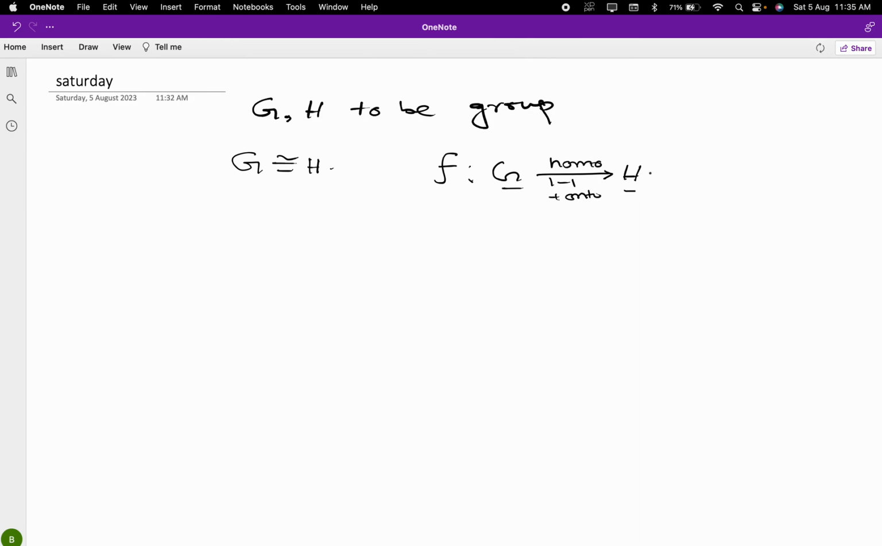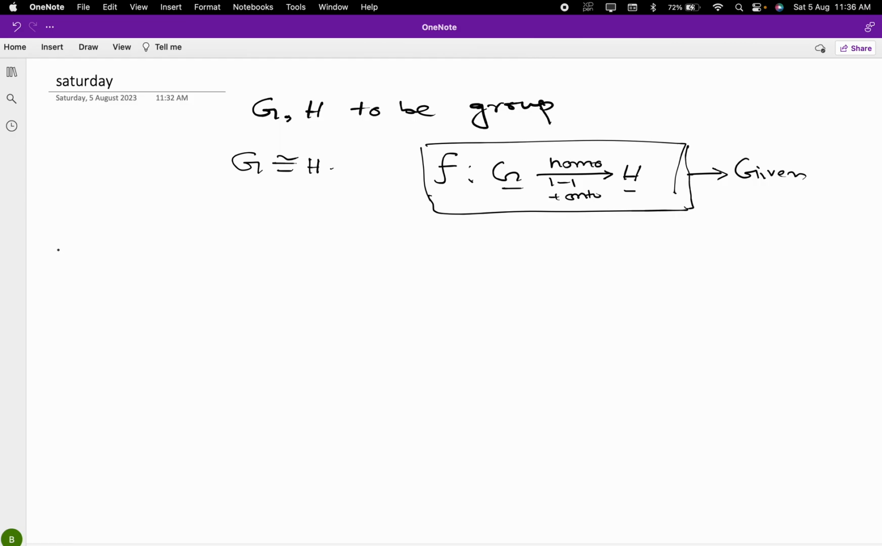Isomorphic means they have the same characteristics. They might look different, but all the internal properties of them are actually equal. Okay, so this is the isomorphism. So let f be an isomorphism, G is isomorphic to H. This has been given to us.